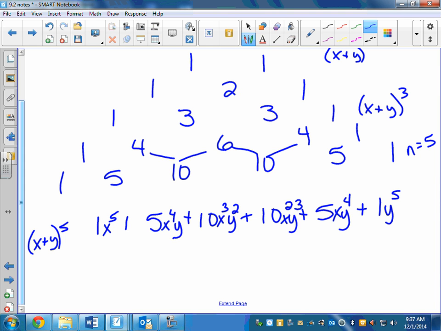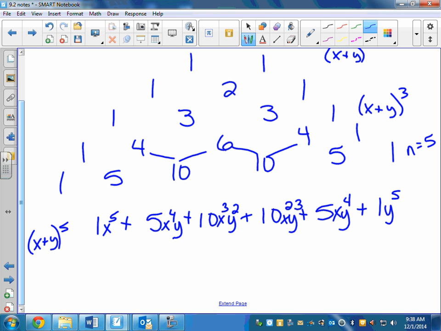I just did x plus y to the 5th in about 10 seconds. They all need y's except for the first, right? They all need y's except for the first. Yes. The first one doesn't have a y, the last one doesn't have an x. Did all the way to 10. Perfect.